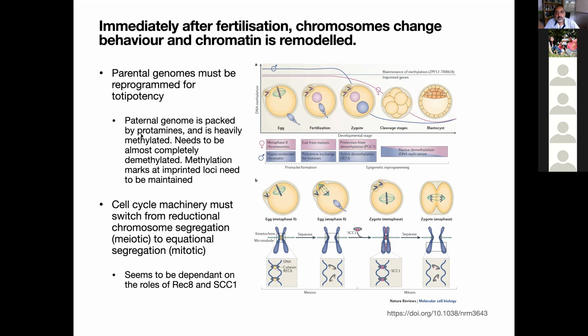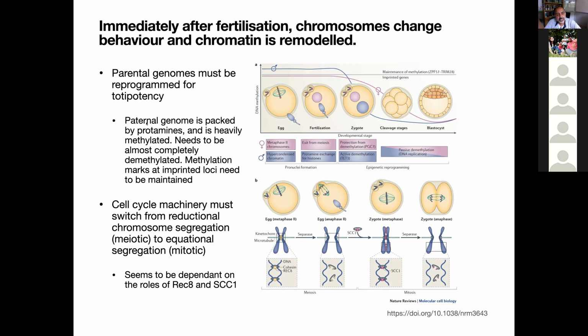A multipotent cell, as you said, has a slightly more restricted potential. Multipotent cells can be hematopoietic stem cells or neural stem cells, and they'll give rise to a few different cell types. Below that, you have bipotential cells, and then a unipotential cell. So the parental genomes need to be reprogrammed for totipotency.